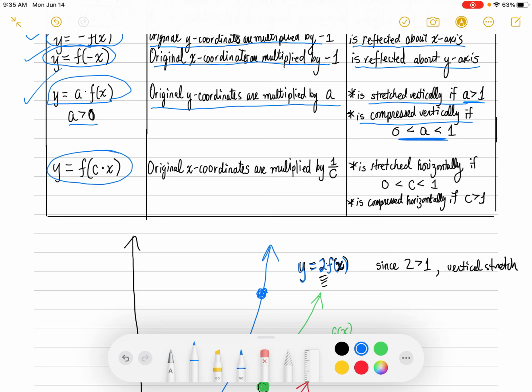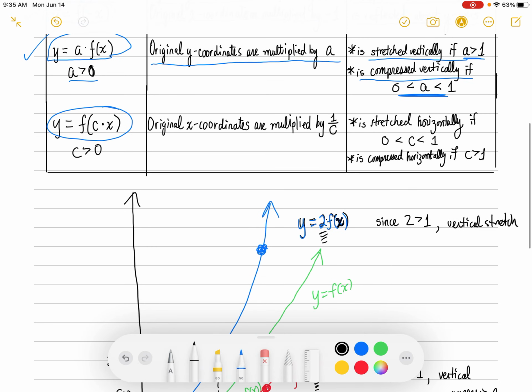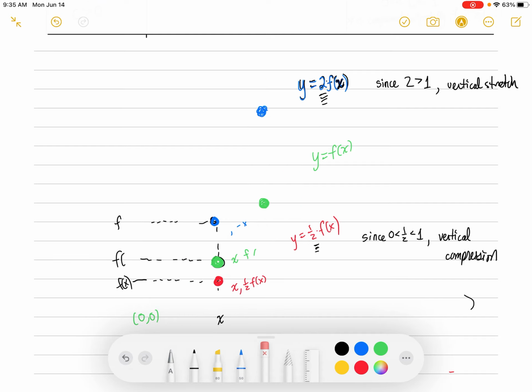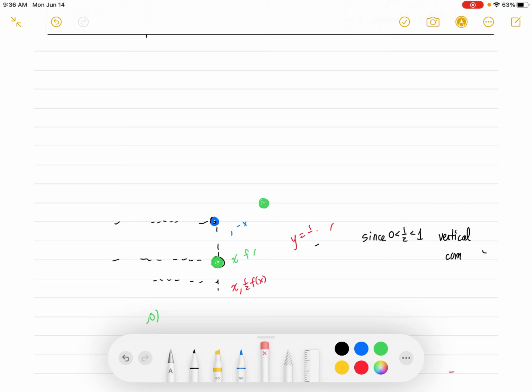Okay, we have one more transformation we need to look at, and that's when you take y equals f of c times x. This number c is going to be positive as well. We want to emphasize it's positive. That's when you multiply inside of the function by a number. Before, we multiplied outside, out in front of the function. This time we're going to multiply inside of the function by a number.